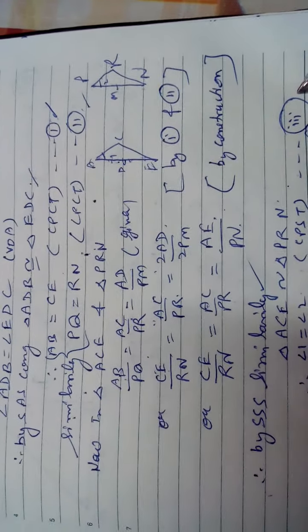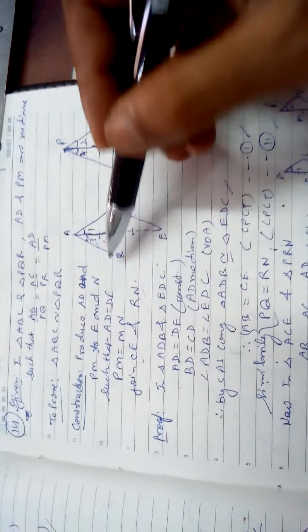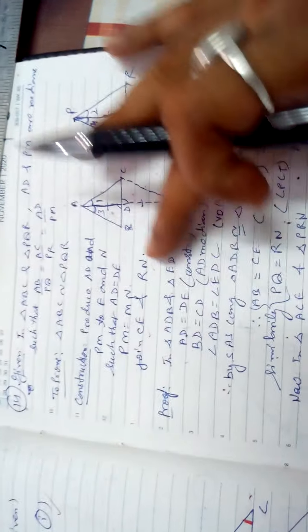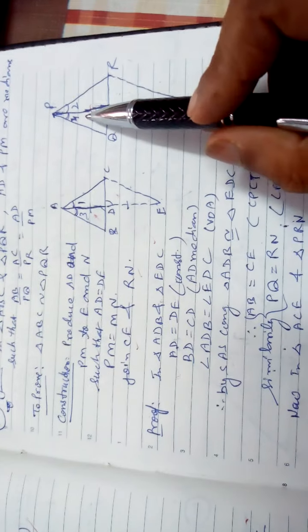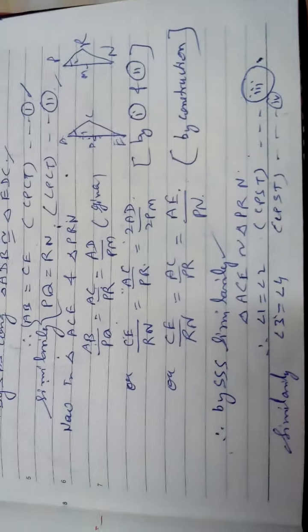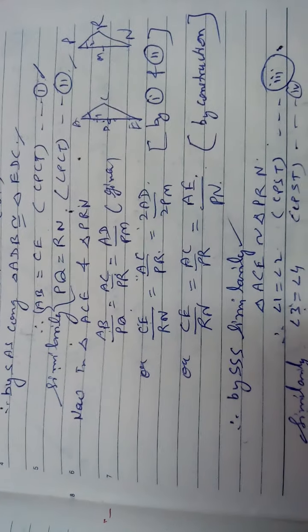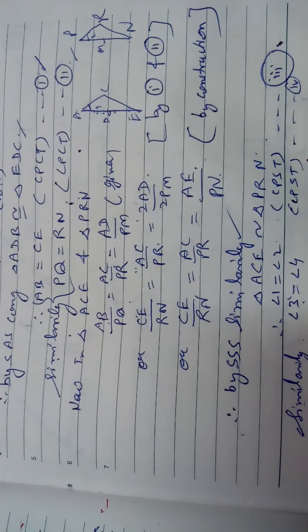Same process as you have done for the proof of 1 and 2. When you join this, what is done? Same thing. You do it again, then you can prove angle 3 equal to angle 4. So here nothing new you prove. What is the last line? Similarly, angle 3 is also equal to angle 4 by CPST.